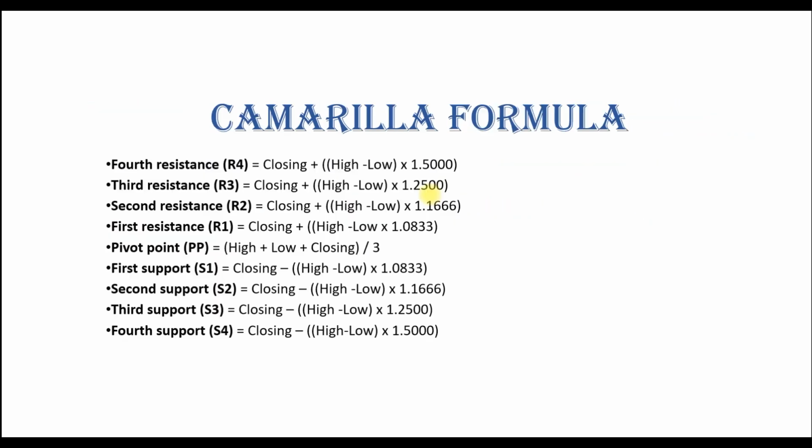For the Camarilla pivot point, we can see there are support and resistance levels. The fourth resistance is called R4, the third resistance is called R3, the second resistance is called R2 and the first resistance is called R1. And in the center we can see PP, that is called the pivot point. So above the pivot point we can see the resistance levels from R1 to R4, and below the pivot point we can see the support levels, that is the first, second, third and fourth supports: S1, S2, S3 and S4. So these are the formulas for getting R4, R3, S4 and S3.